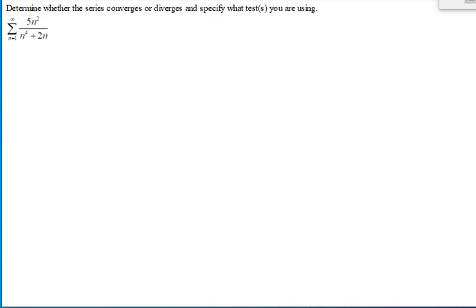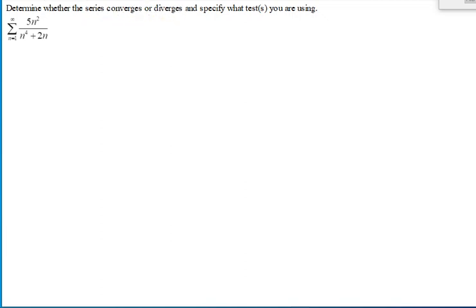Usually, if you can use the direct comparison test, that tends to be the easier of the two, but it doesn't always apply. When it doesn't apply, then you can fall back on the limit comparison test. It says determine whether the series converges or diverges and specify what test or tests are used.